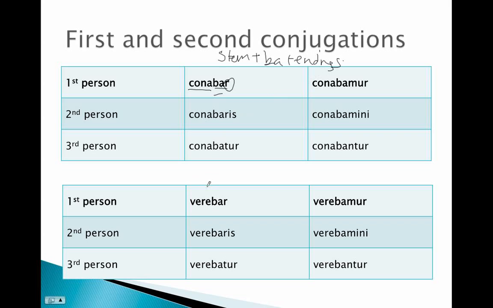And the same works for the second conjugation, werior. So weribar, we have our stem, BA, plus our ending. Weribar, weribaris, weribatur, weribamur, weribamani, weribantur. So the first and second conjugation, note that the imperfect indicative is very straightforward.